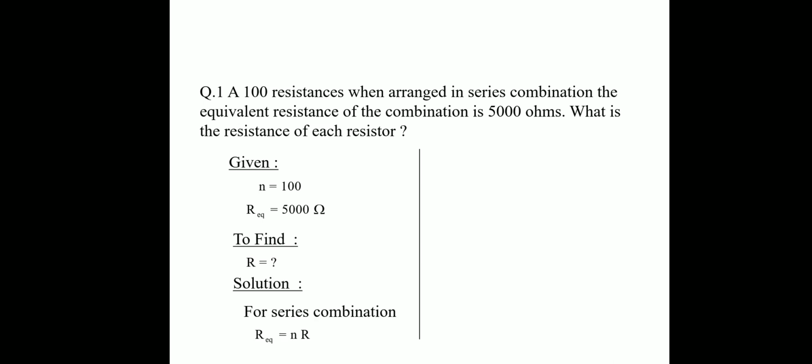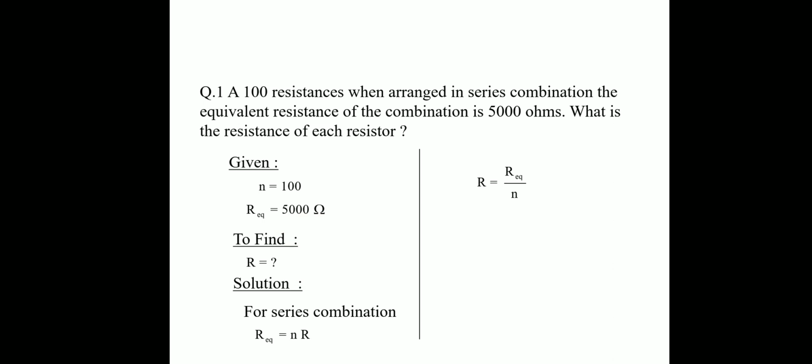We know that if all the resistors have the same value, then equivalent resistance is obtained somewhat like this. R equivalent is equal to N times R, where N is the total number of resistances. But what we have to find? We have to find only R and not R equivalent, because it is already given in the question. Fine. So what we will do? We will rearrange the formula and we will end up like this. R is equal to R equivalent divided by N.